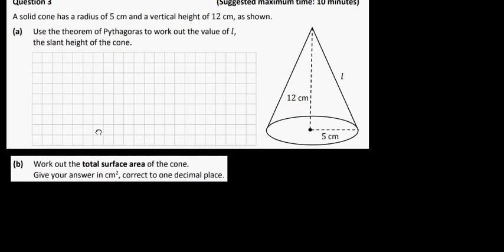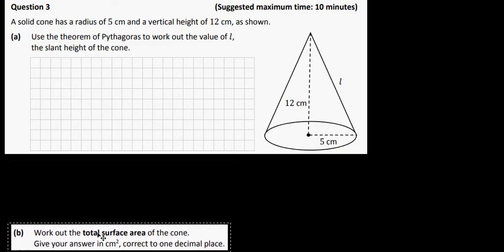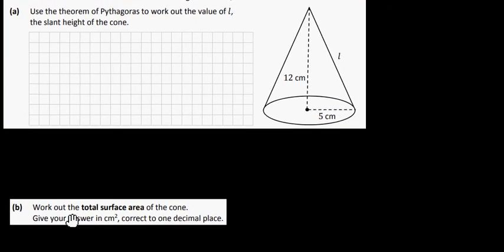Okay, so let's have a look at that first. Now within the cone here, we have a right angle triangle. So all we've got to do is use Pythagoras' theorem to work out L. So I'll just draw the right angle triangle first. So we have this kind of situation here. This is our right angle triangle. We have 12 centimeters here and we have 5 centimeters along here. We've got to work out L.